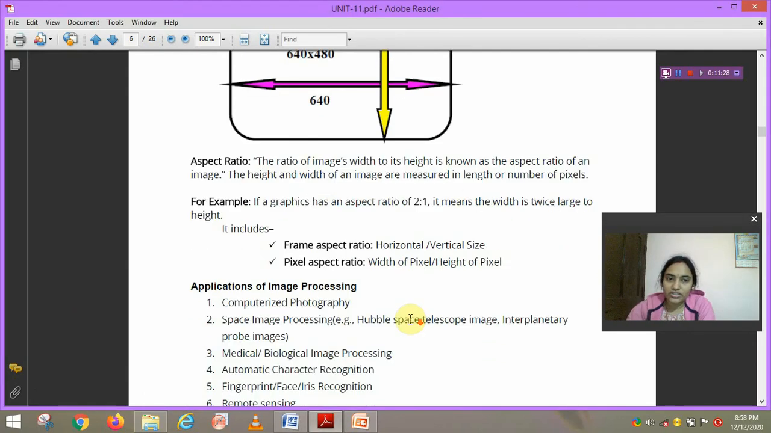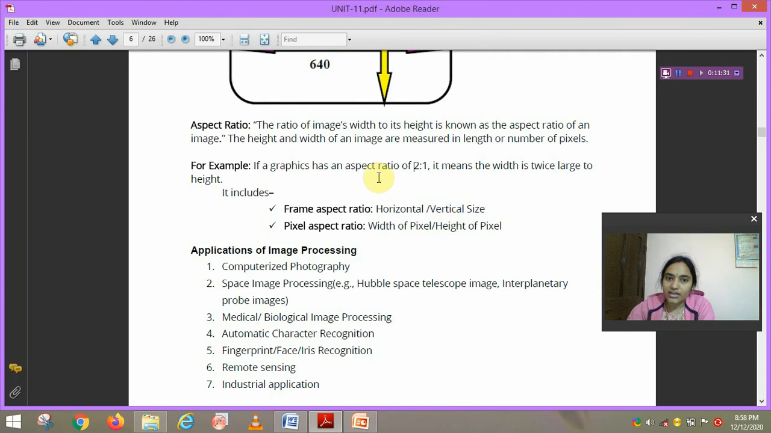For example, if a graphic has an aspect ratio of 2:1, it means the width is twice the height. That means the width is 2 and the height is 1. If the height is 5, then the width is 10, twice larger than the height. It includes frame aspect ratio and pixel aspect ratio. Frame aspect ratio means the horizontal and vertical size. Pixel aspect ratio means the width of the pixel to the height of the pixel.